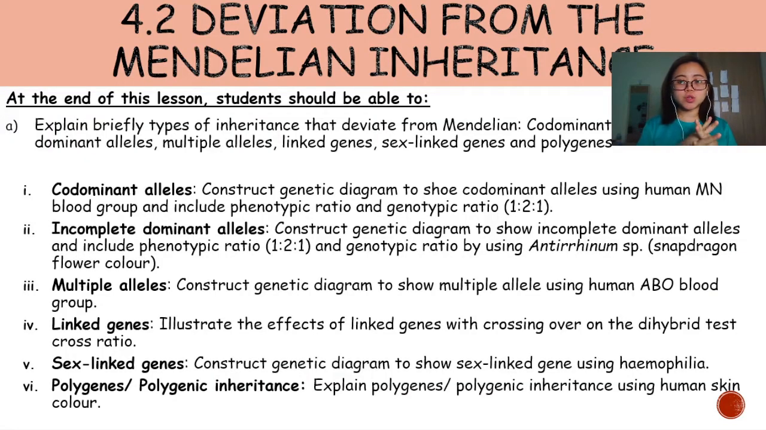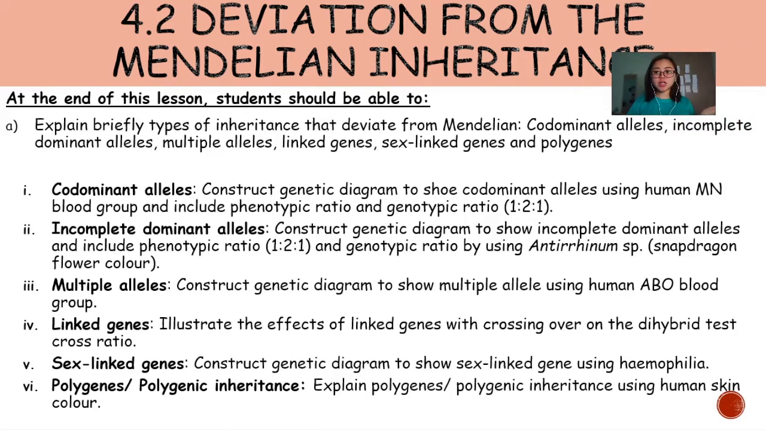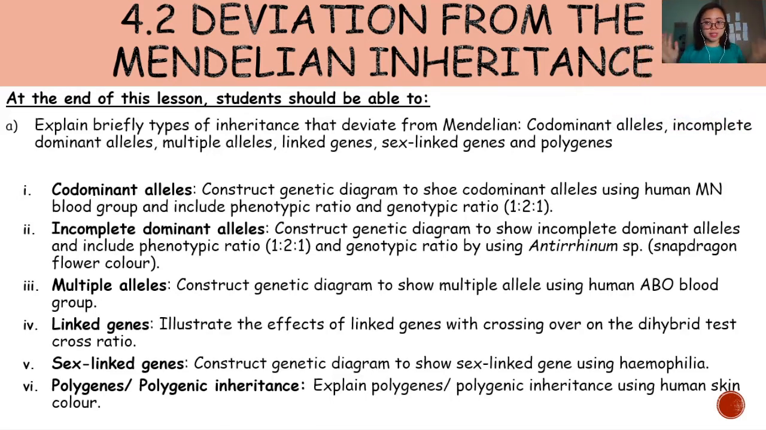Before we get into the nitty-gritty bits of this subtopic, we'll have a quick look at the learning outcomes. I hope that by the end of this subtopic, you should be able to understand and especially explain the types of inheritance that deviate from Mendelian. This includes codominance, incomplete dominance, multiple alleles, linked genes, sex-linked genes, and also polygenic inheritance. What are those? We'll go into each of them one by one.